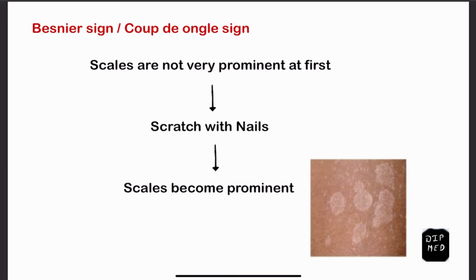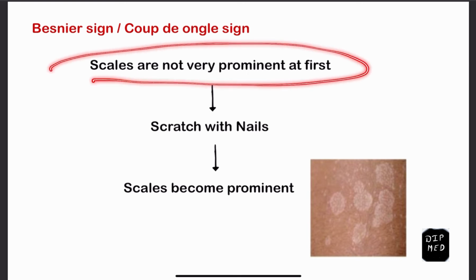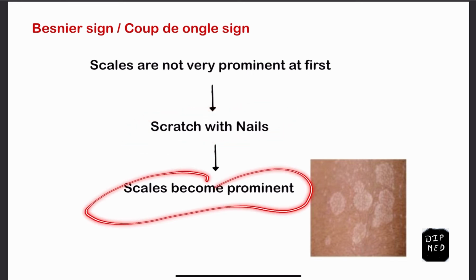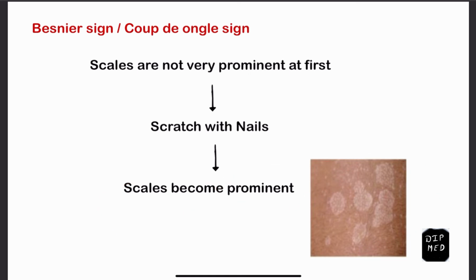There is an important clinical sign of pityriasis versicolor called as Besnier sign or Coup d'ongle sign. At first, the scales of pityriasis versicolor are not very prominent, but when you scratch them with the nails or a glass slide, the scales will become prominent like this. So this sign is known as Besnier sign or Coup d'ongle sign, and is one of the clinical signs of pityriasis versicolor.